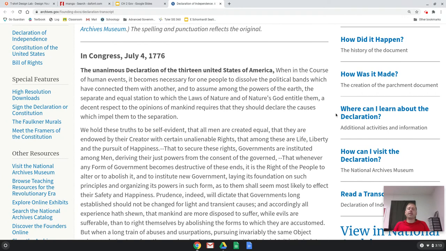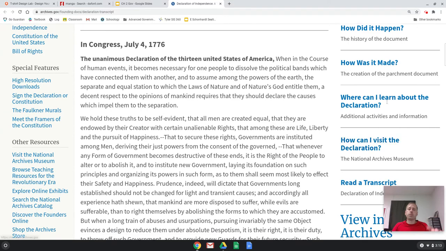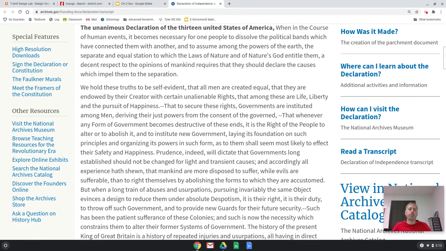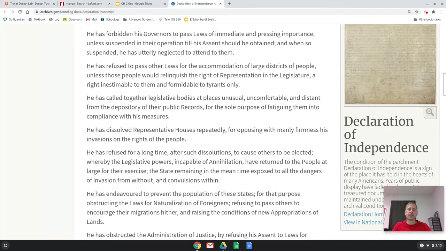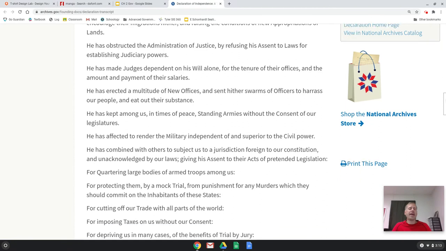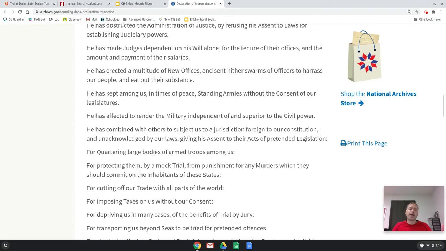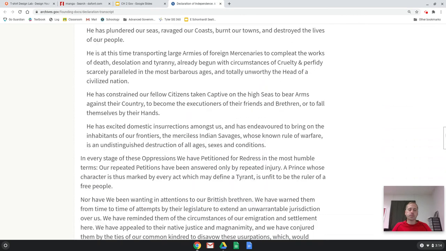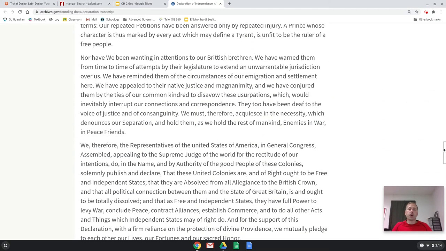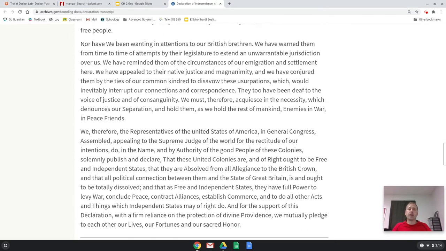What you see is the Declaration is really divided up into three parts. The first part is the first two paragraphs, which is like an introduction right here. And then we get to a long list. It just keeps going and going and going. And this list is a description of all the bad things King George III has done to us. And we'll get to this in just a minute. And then we get the third part, which is the end. And it's basically our statement of, because of all these things, we are going to declare our independence.